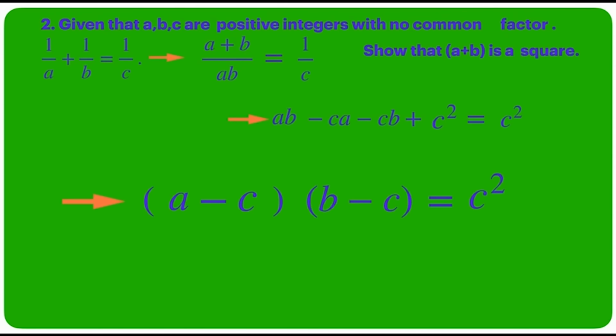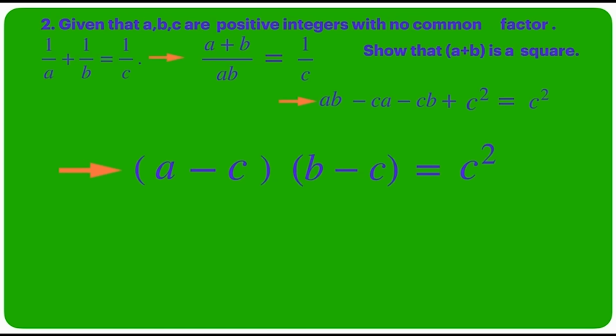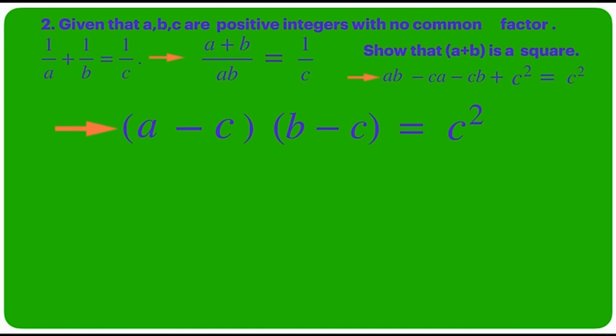Yes, so (a - c)(b - c) will be the factorized form of the given equation on the left side, and on the right side there is c². Now you have to come to the argument of factorization. Here, see, the product of a - c and b - c will be equal to a square number, that is c².